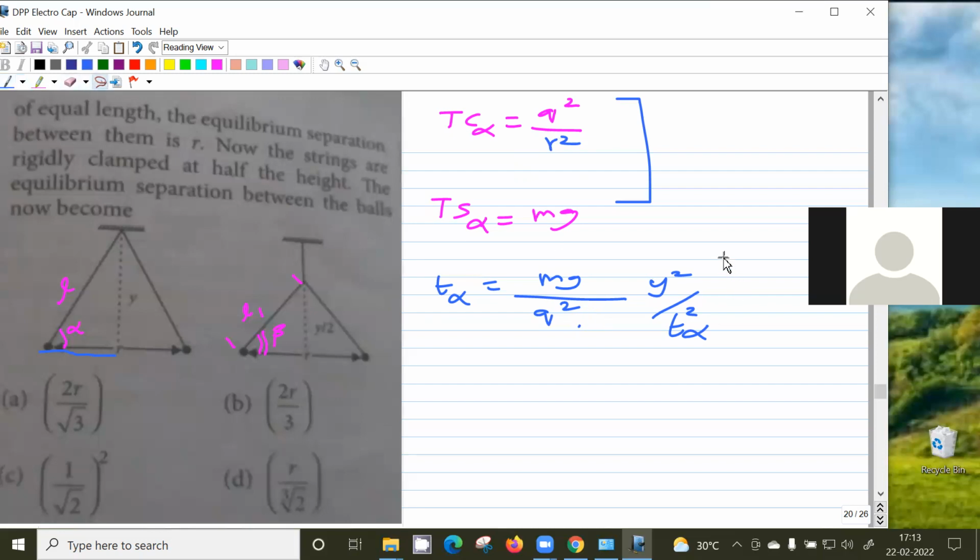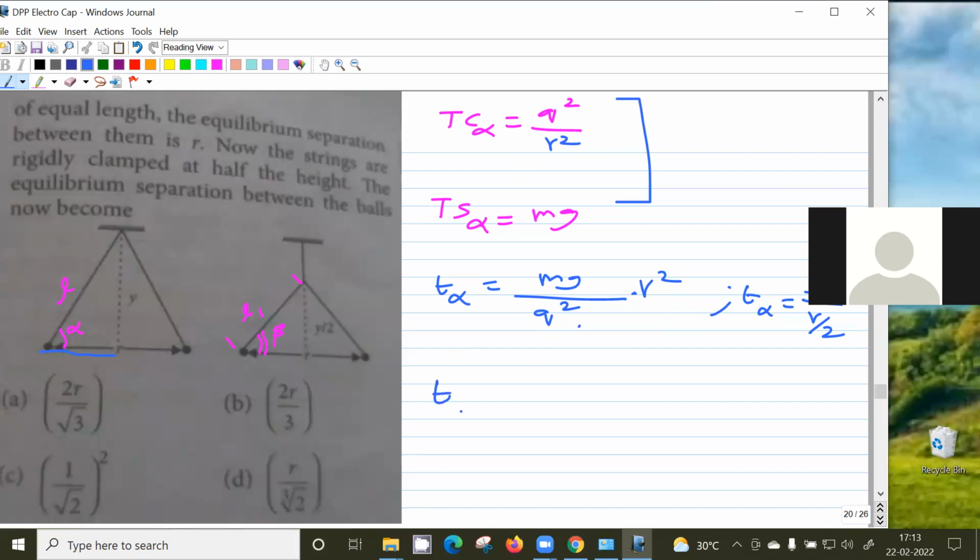Into r square only. This is tan alpha. Actually tan alpha is y divided by r by 2. Okay. In the second case, I think this L1, so this is exactly the same as this one.